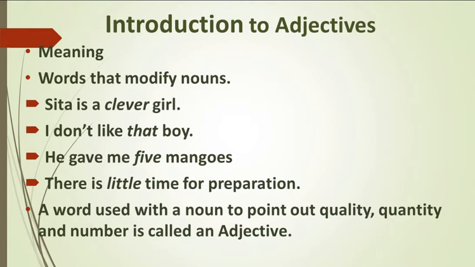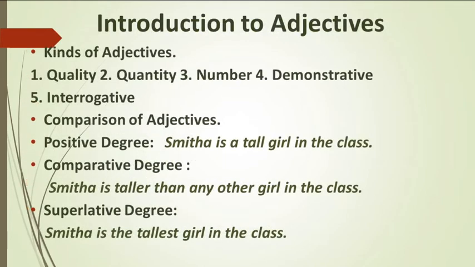So, having understood the meaning of adjectives, let us look into the kinds of adjectives. Based on the usage and describing nature of adjectives, we divide them into the following kinds in a broader sense. They are the adjectives of quality, quantity, number, demonstration and interrogation. Let's look into their meaning one by one.